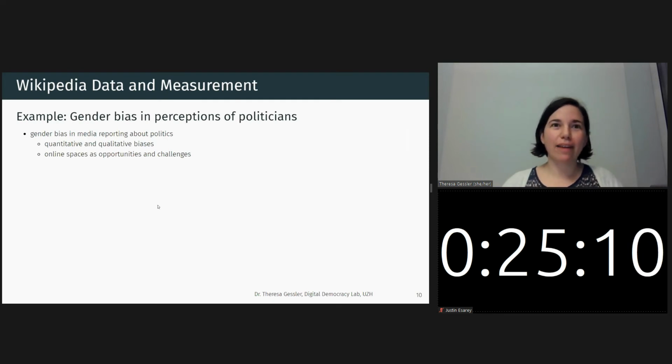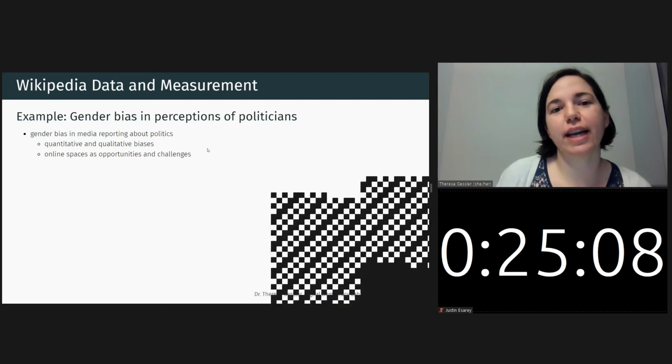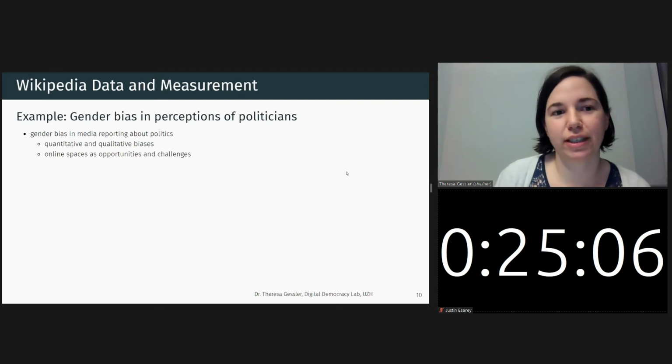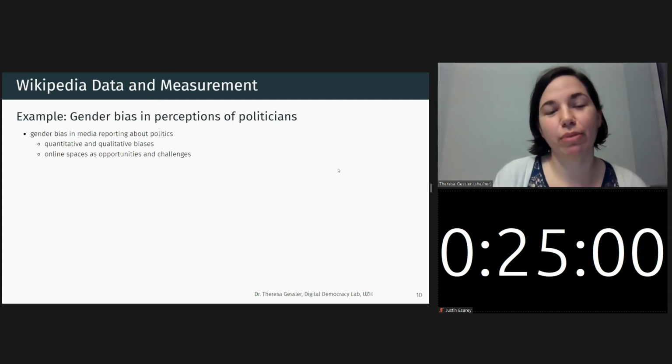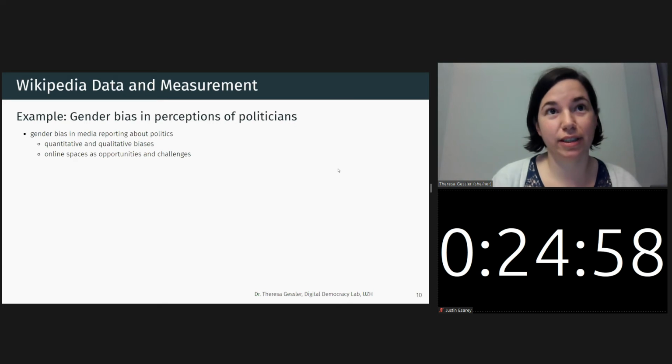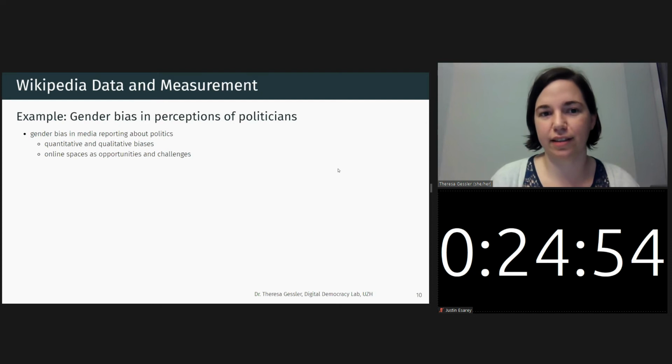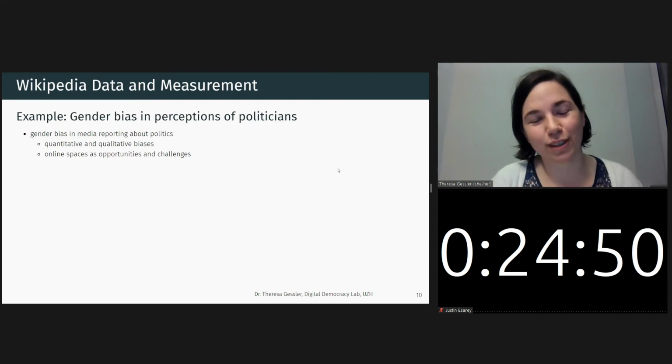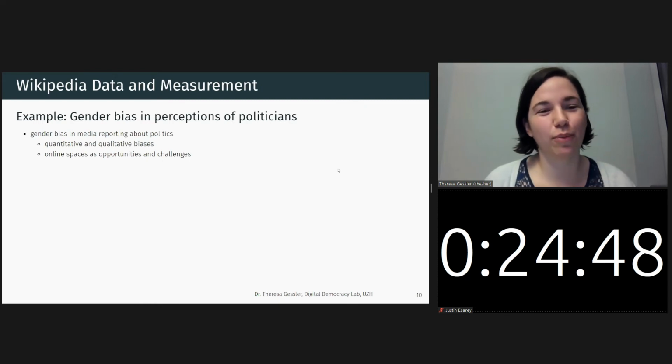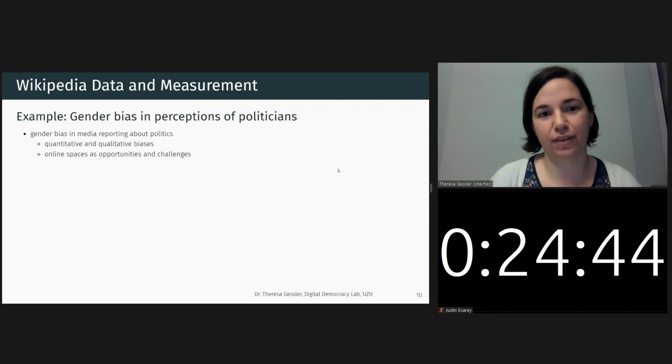The example I will use throughout the talk is gender bias in the perception of politicians. Basically, there's a big literature on gender bias in media reporting about politics and politicians. And we know that there are both quantitative and qualitative biases. So women tend to, in some situations, receive less, in others more coverage. They are described in different ways, and different aspects are emphasized.